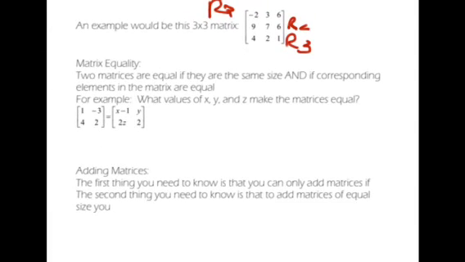Now I'll talk about matrix equality. Two matrices are equal if they have the same size and if corresponding elements in the matrix are equal. So for example, what values of x, y, and z make the matrices equal? First you have to check that they are the same size. Are they the same size? Yes, they are. They are both 2 by 2 matrices.